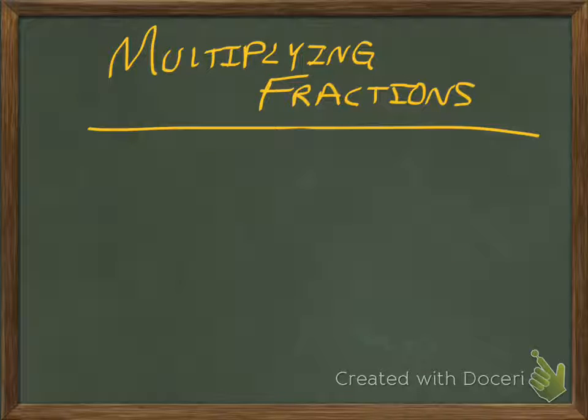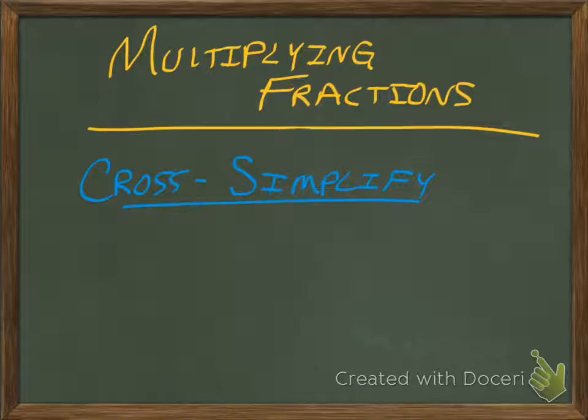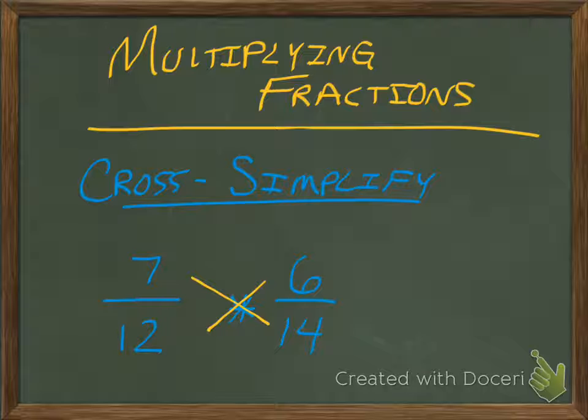Now, the cool thing about multiplying fractions is we do have a strategy called cross-simplifying. What I mean by that is when we write fractions, we can look across the fraction and simplify before we even do our multiplication. For example, let's say I had 7/12 times 6/14. I can look across my fraction.